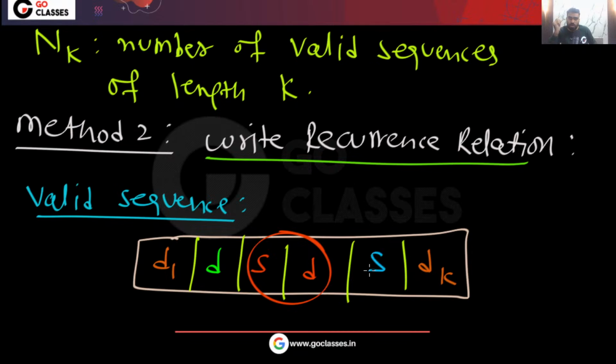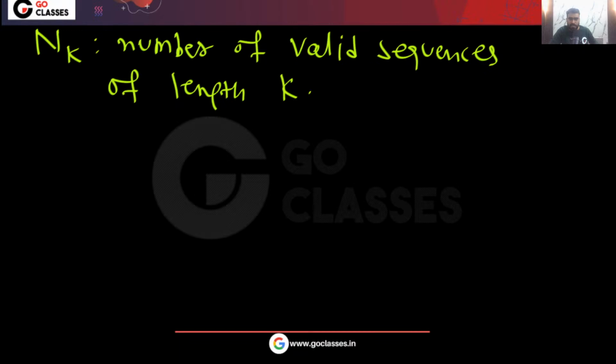So no problem, you can put sign here because sign is followed by digit, or you can put digit. I hope you understood this. Okay, is this clear to everyone? Please tell me. So this is a valid sequence. Now let's write the recurrence relation.